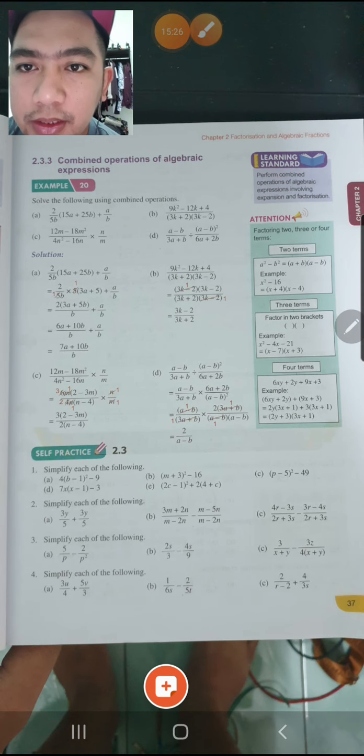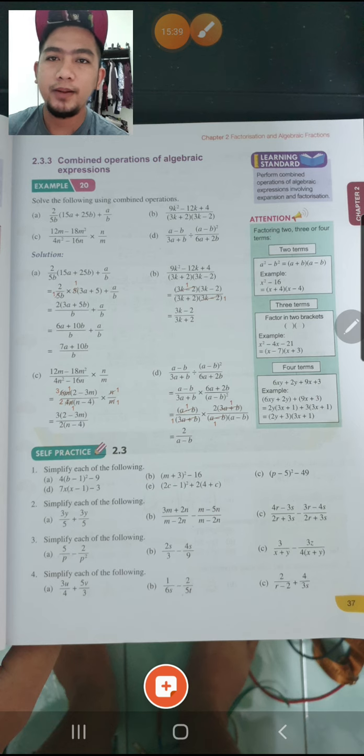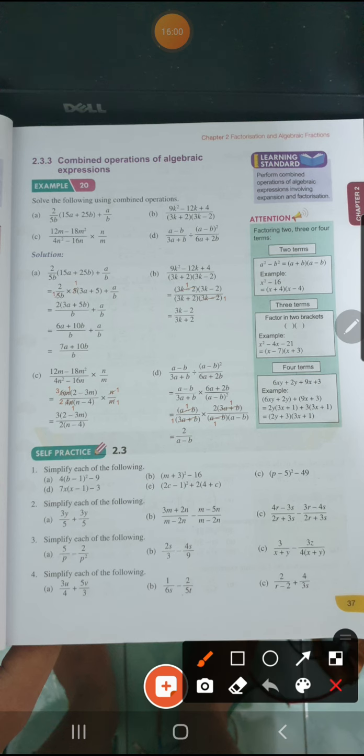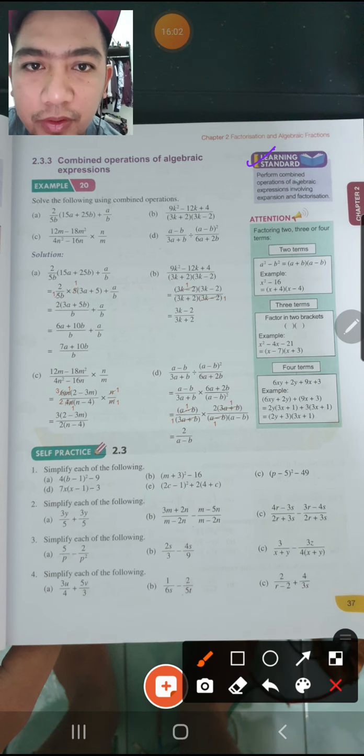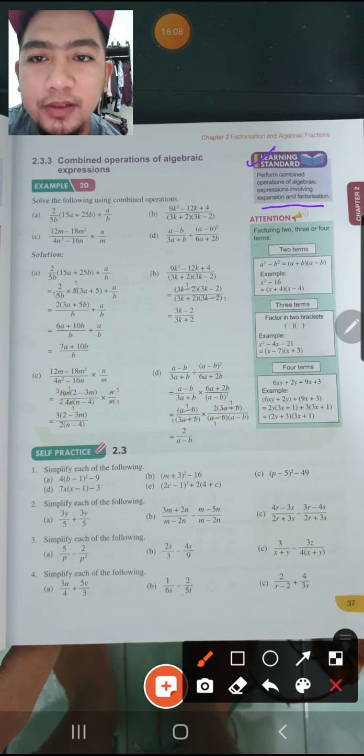So the last part in this video is 2.3.3, that is combined operations of algebraic expressions. Before this you have learned addition, subtraction, multiplication and division. Single addition, single subtraction, single multiplication and single division. Now what happened? We combine the operations of algebraic expressions. So first of all, we need to look at the learning standard. Perform combined operation of algebraic expressions involving expansion and factorization.